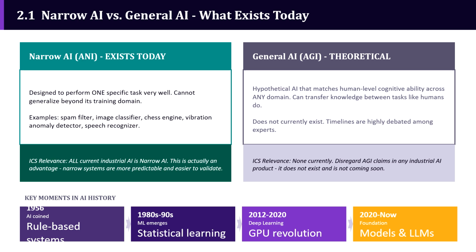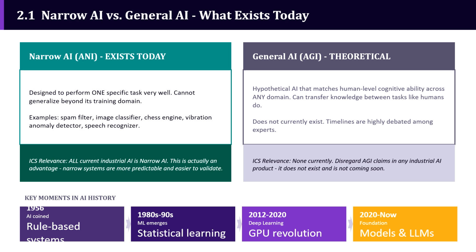Everything you have ever seen in a real product, every artificial intelligence tool, every ML model, every chatbot, every image recognition system is narrow artificial intelligence. Narrow artificial intelligence is designed to do one specific thing, and it does that thing very well. A model trained to detect bearing faults from vibration data is excellent at detecting bearing faults. Ask it to do something else, say, optimize a process set point, and it will fail completely. It has no ability to transfer knowledge the way a human expert would.